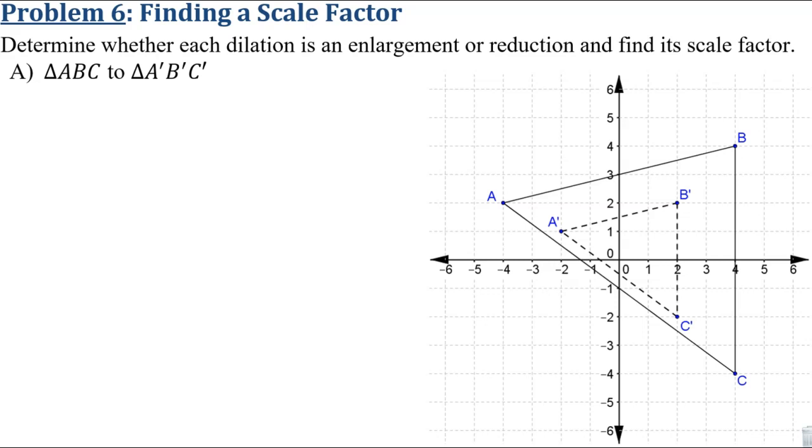So first thing we're going to look at doing is describing dilations by their scale factor. So problem 6 says determine whether each dilation is an enlargement or a reduction and find its scale factor. So in part A, we want to go from triangle ABC to triangle A prime, B prime, C prime. So in other words, our solid figure to our dash figure. Now first off, is that an enlargement or a reduction? Well, it shrunk from the solid to dash, so I'll say that's a reduction.